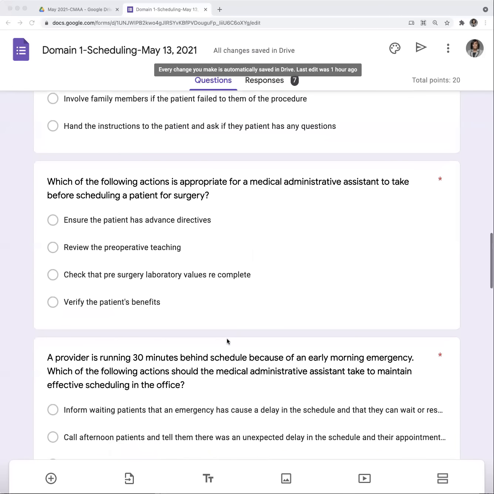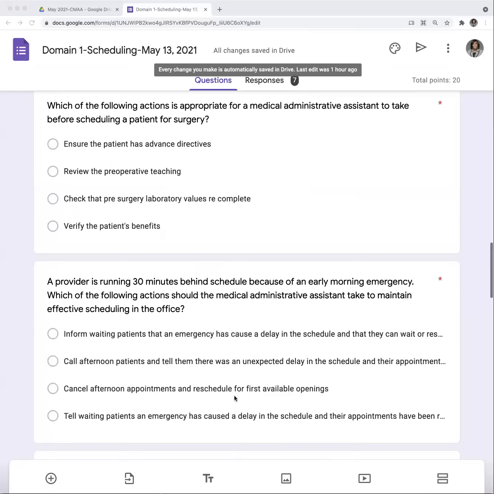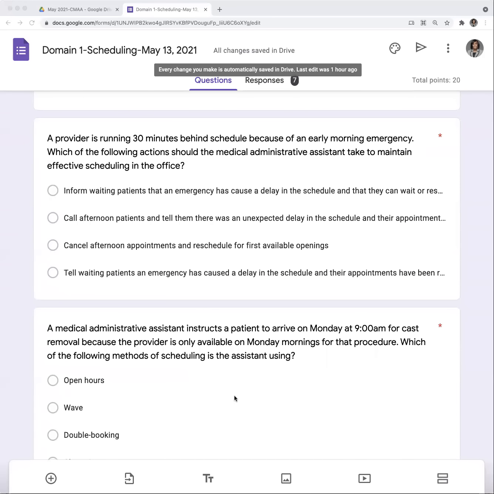Which of the following actions is appropriate for a MAA to take before scheduling the patient for surgery? Cha-ching. So he has to verify the patient's benefits. All right. Provider is 30 minutes behind. What should you do? Inform waiting patients that an emergency has caused a delay in the schedule, and they can either wait or reschedule.